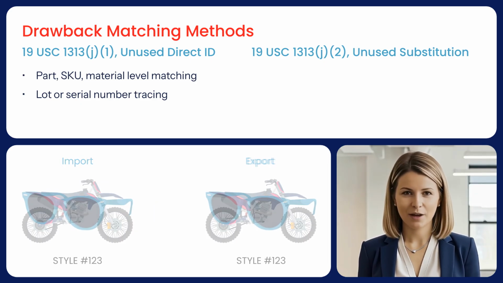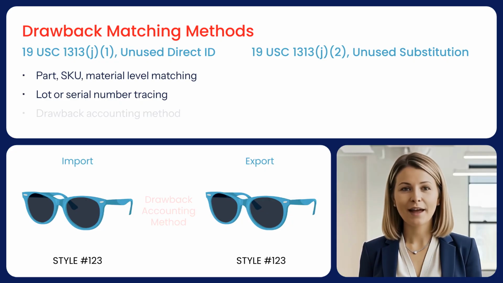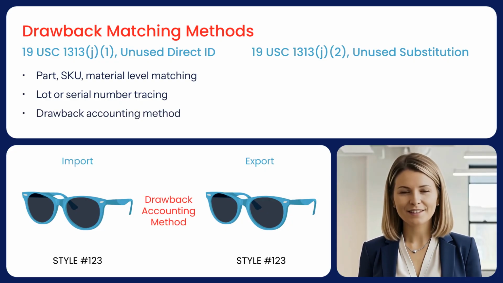But what about retail apparel? Clothing doesn't come with serial numbers. In cases like this, Customs allows companies to use a drawback accounting method. This is a function of your drawback program and essentially a structured way of turning inventory for drawback purposes when lot or serial tracing isn't possible.